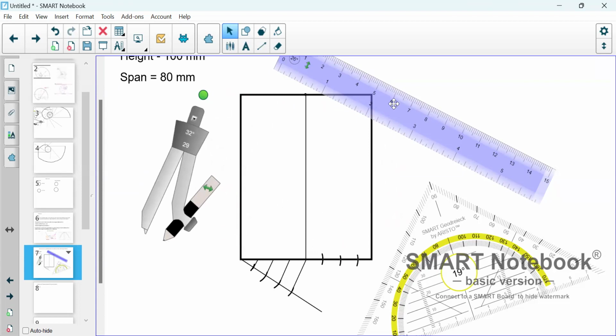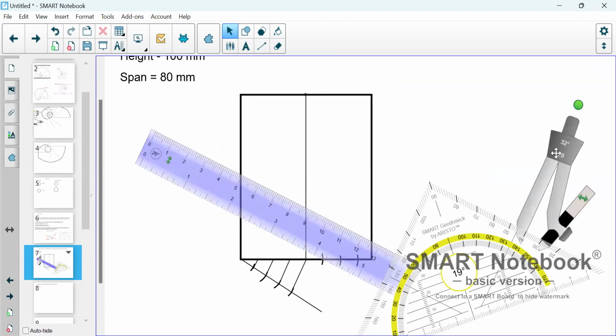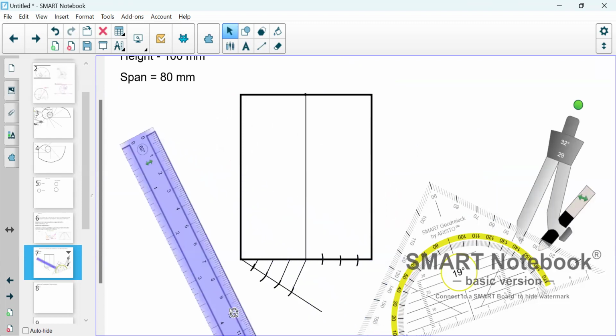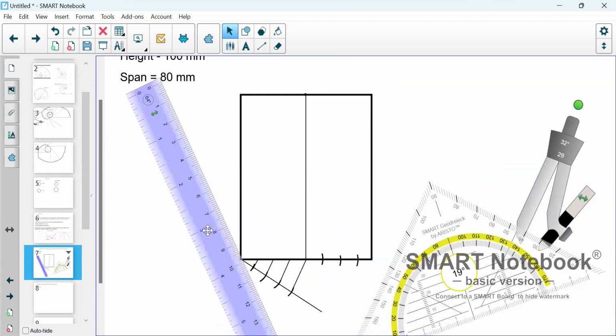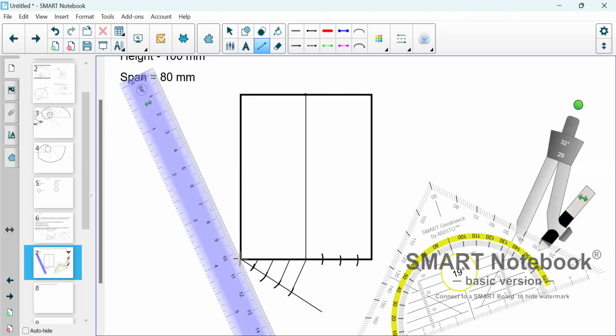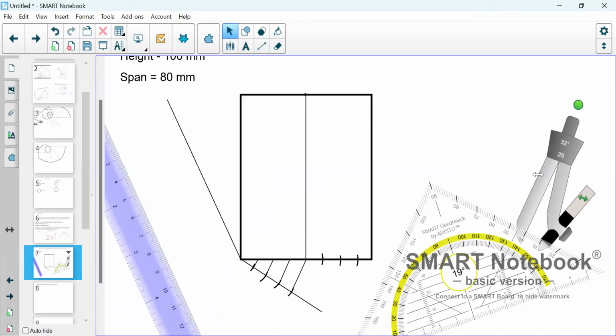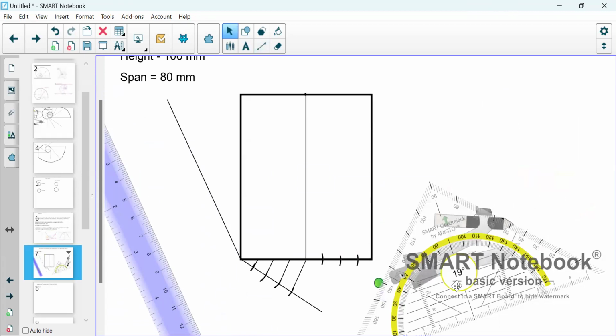Now we have to do the same for the height. Right, we have to do the same for the height. So from here, we do the same. We divide this line also, or the side, I should say. Right, so the steps are the same.